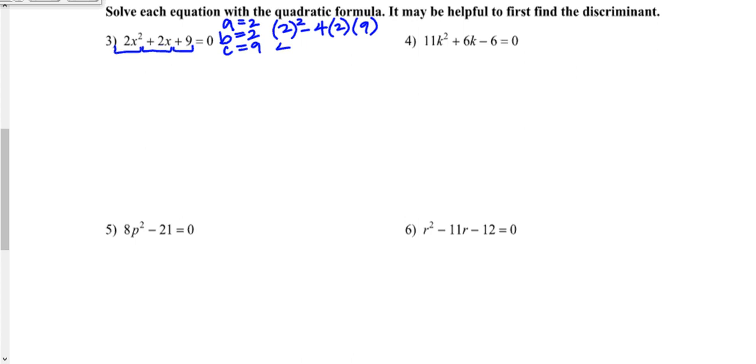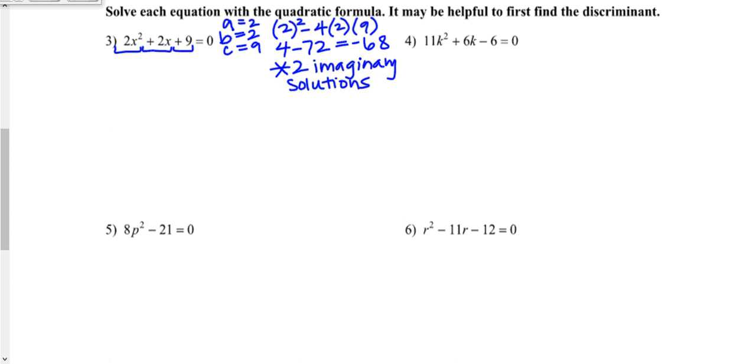2 squared gives me 4. 4 times 2 times 9 gives me 72. So I have a negative 68, which means I have 2 imaginary solutions. So I'm going to look for that in my answer. And if I don't end up with 2 imaginary solutions, then I probably did something wrong and I need to check my work. So always finding your discriminant first is a good way to kind of start these problems.